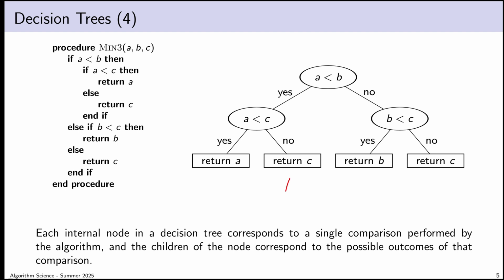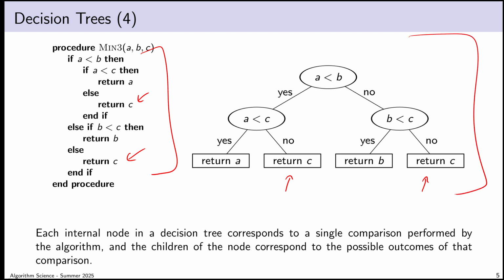That is, we can see there actually are 2 paths that lead us to return C, because in the way I wrote this algorithm, I return C in 2 distinct places, because I can reach that conclusion in a variety of ways. And you could write your own min3 algorithm that has a completely different decision tree, and that's fine. A decision tree corresponds to a specific algorithm.